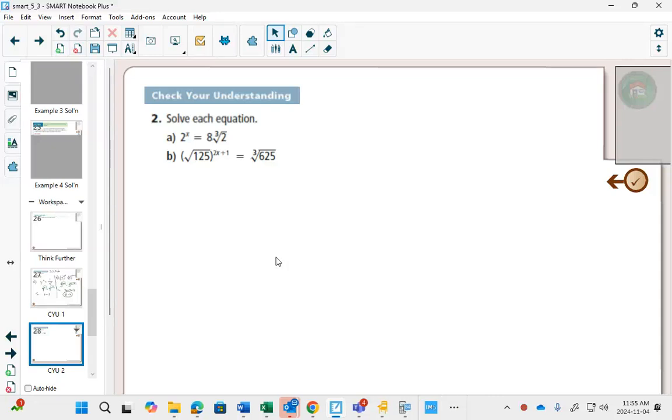Yes, this has some good exponent rules. What to do with square roots and cube roots and fourth roots?